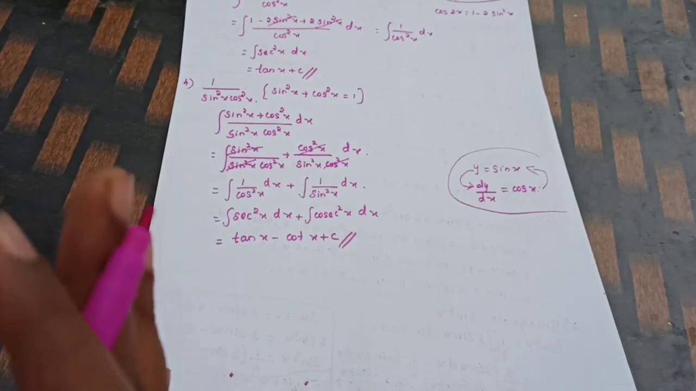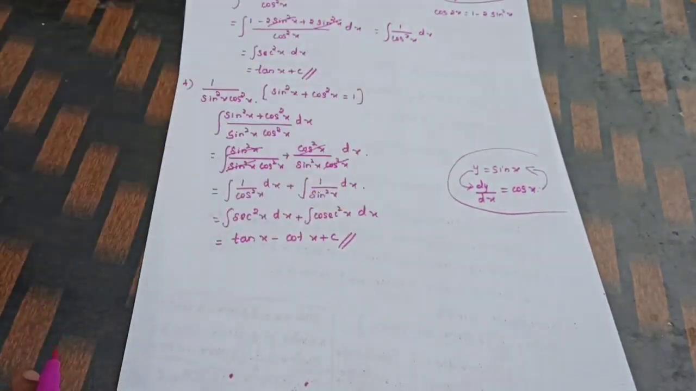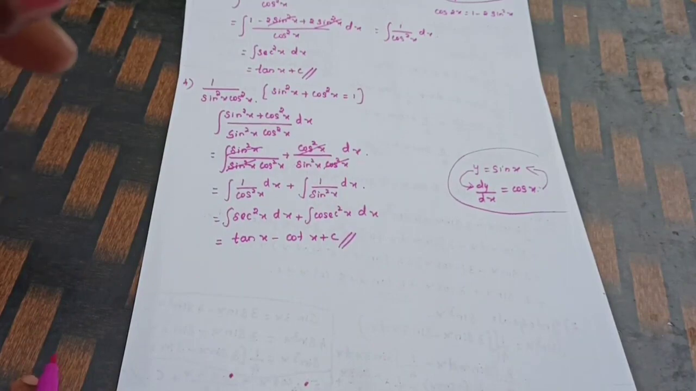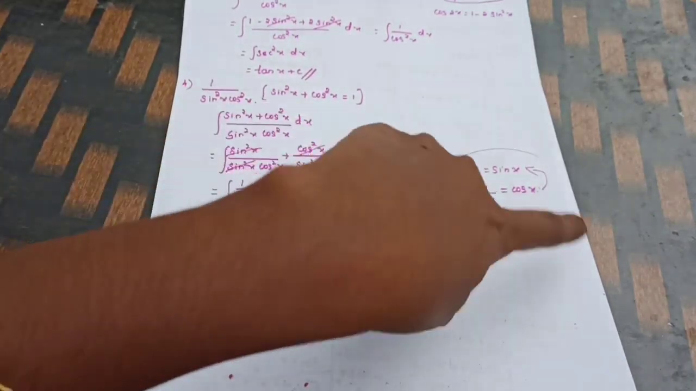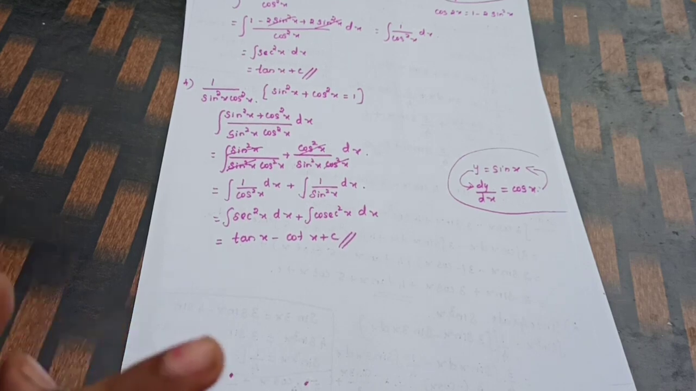Understand? Now you got some idea. So y is equal to sin x, when you differentiate, dy by dx you will get cos x. When you integrate cos x, you will get sin x. So differentiation of sin x is cos x, integration of cos x is sin x. So please children, don't confuse integration and differentiation.